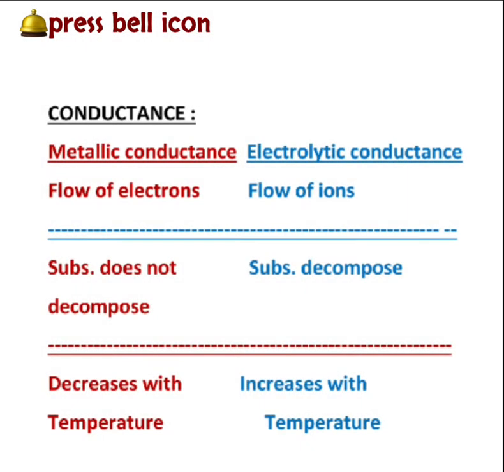Now you can summarize certain important points regarding metallic conduction and electrolytic conduction. As the first point, metallic conduction is carried by the movement of electrons, whereas electrolytic conduction is carried by the movement of ions. In electrolysis, in reference to electrolytic conductance, a redox reaction is established due to the passage of electrical current. That means ions are formed and the movement of those ions takes place, which shows electrolytic conduction.